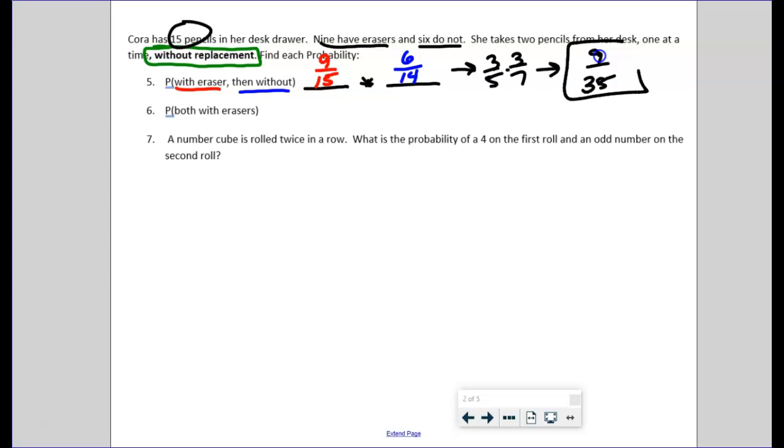Of course, you would just crank that in your calculator and hit math, enter, enter to bring it back to a fraction. Now this next time, both with erasers, that means the first time you pull a pencil with an eraser, that's a 9 out of 15 chance, but again, it's without replacement. So this time, there's only 8 that have erasers, and there's only 14 total, right? So I'm not going to suffer through doing the mental math here, guys. I want you guys to type that in your calculator.